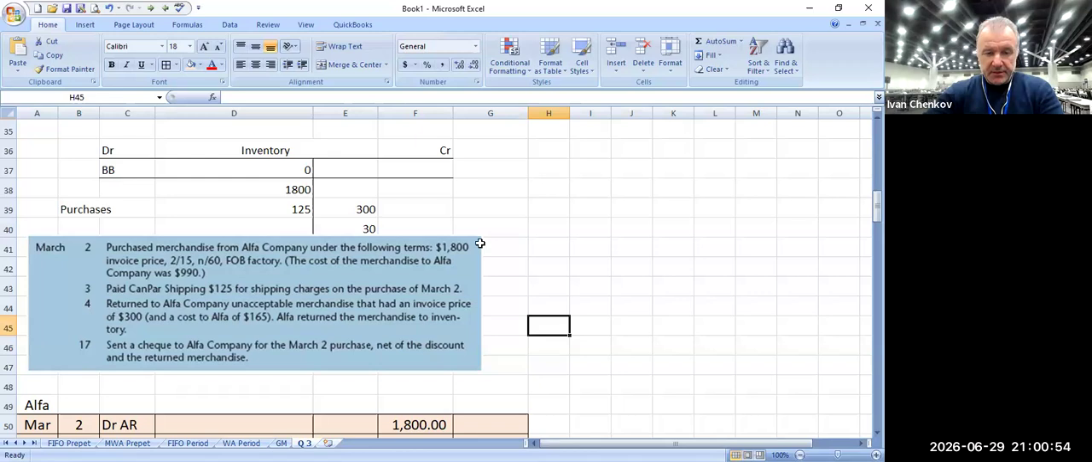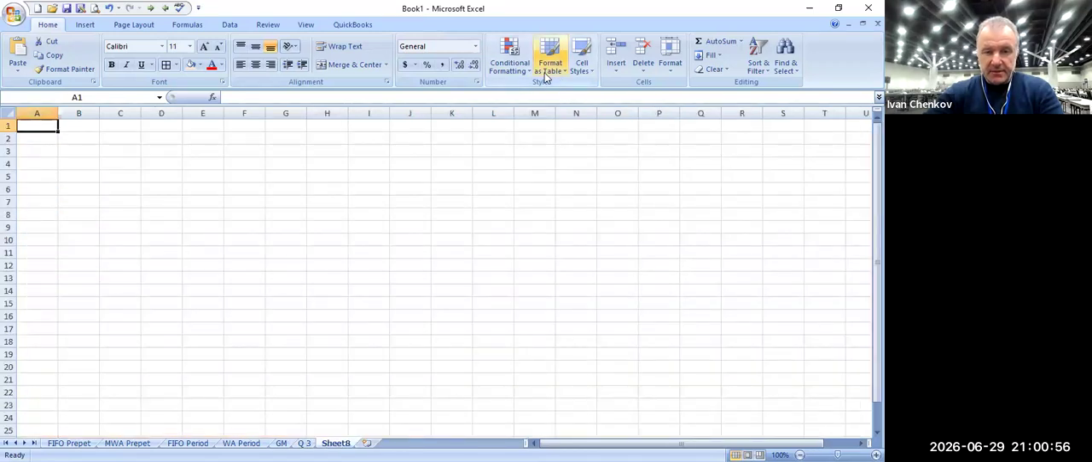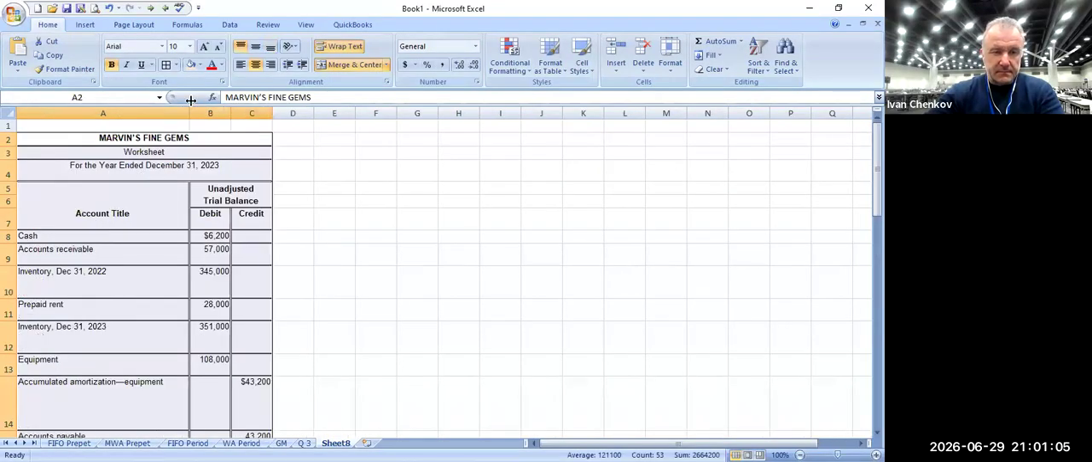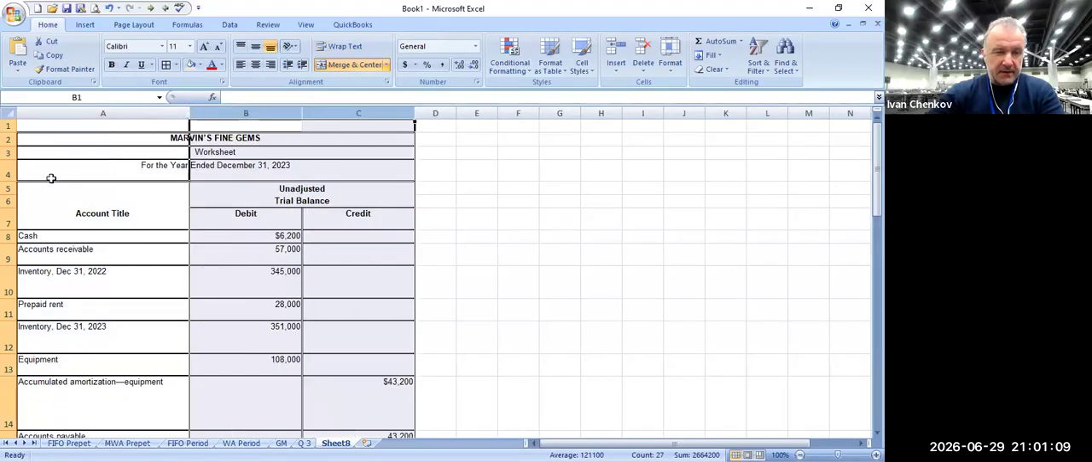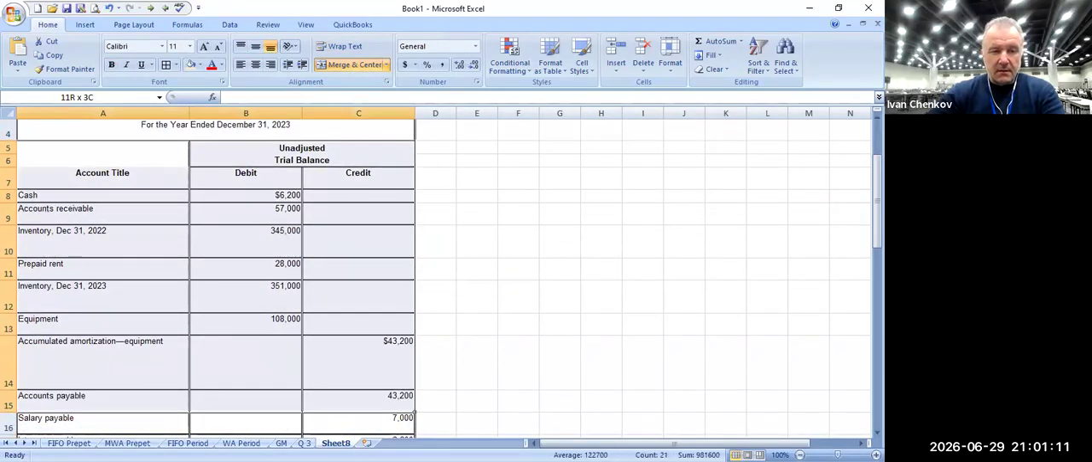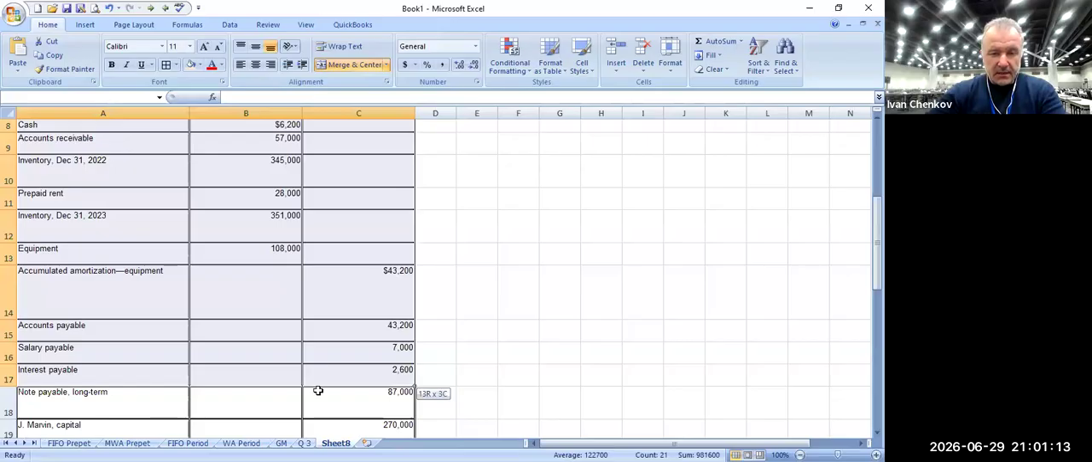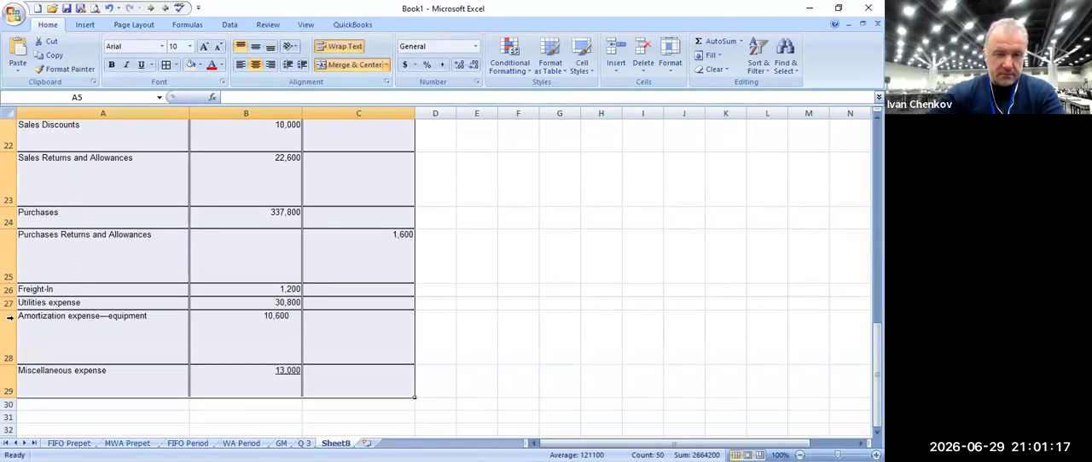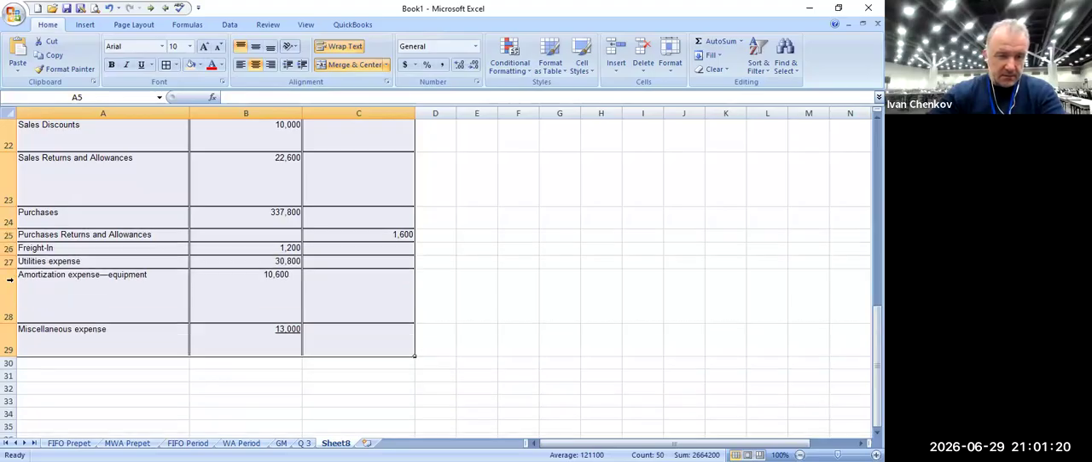Stay on the Excel spreadsheet. I believe you still see my Excel spreadsheet. Yes, you're still seeing it. Let me post the information here that they have for this company. And this company has the following, extracted in this case from the trial balance.